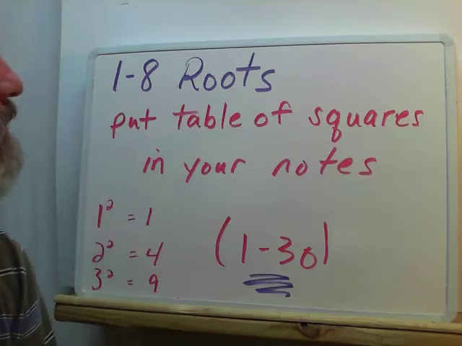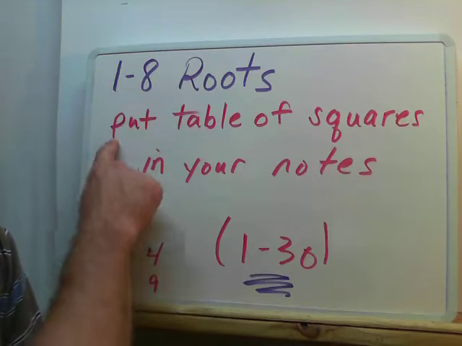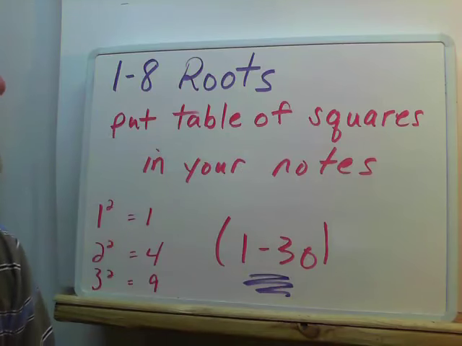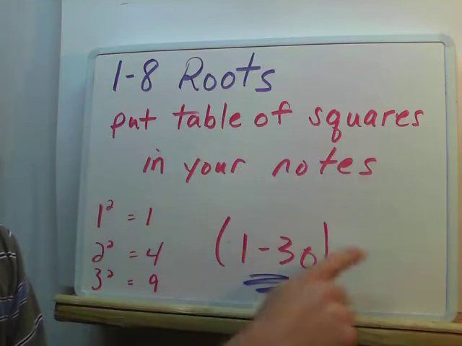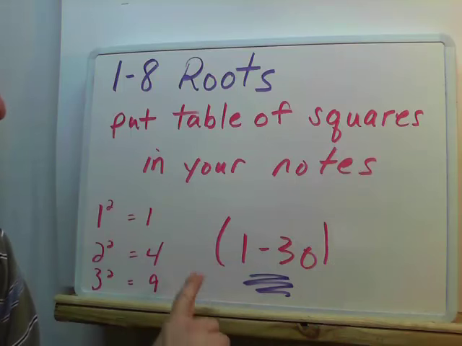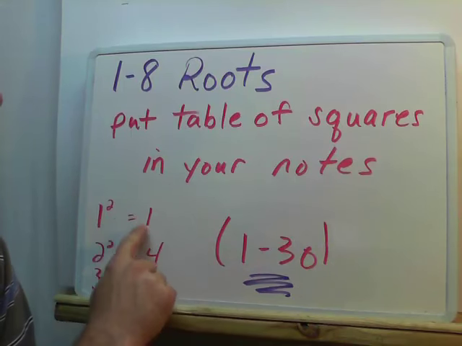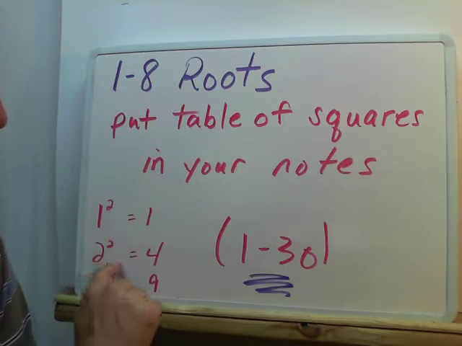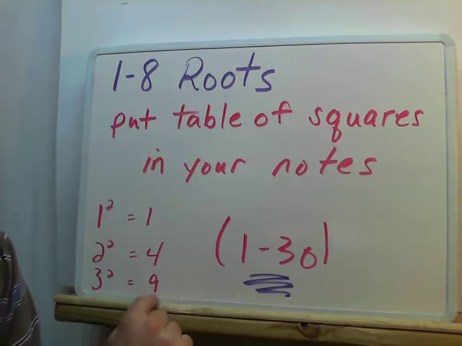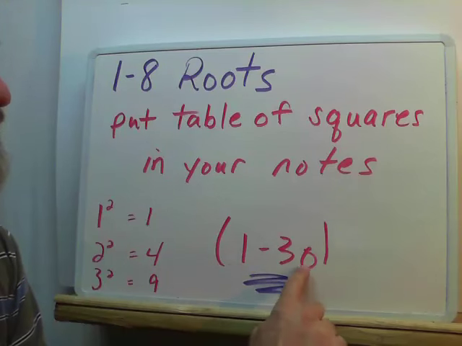Okay, here we are with lesson 8, chapter 1 on roots. First thing I would like you to do is make a table of all the perfect squares 1 through 30 and put it in your notes. What I mean by that is I want you to write 1 squared equals 1, next line 2 squared equals 4, 3 squared equals 9, etc., etc. Do it for 1 through 30.